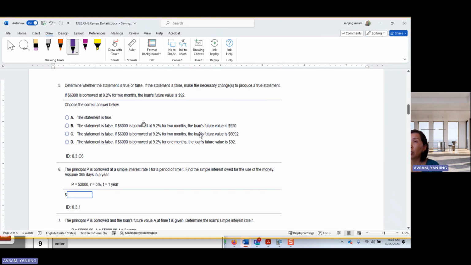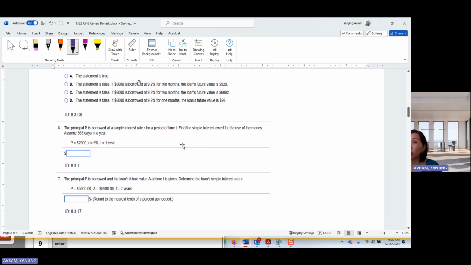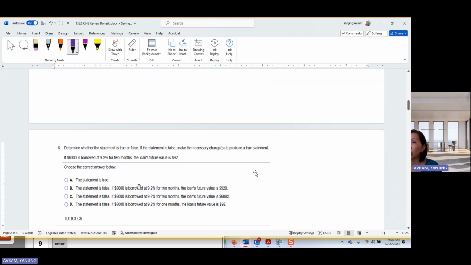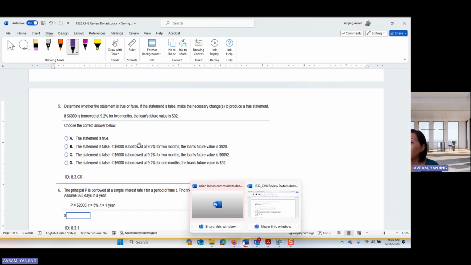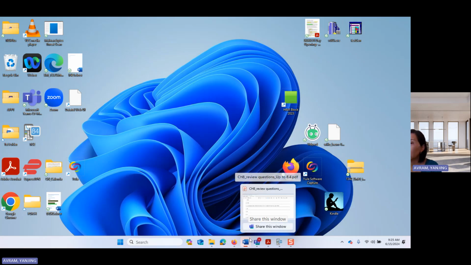Okay, so we skip section 8.2, the income tax calculation, but we will go into section 8.3 for the simple interest, and section 8.4 will be the compound interest. Those are the sections you will see on the test. I want to go ahead and review the formulas that you can use on the test.